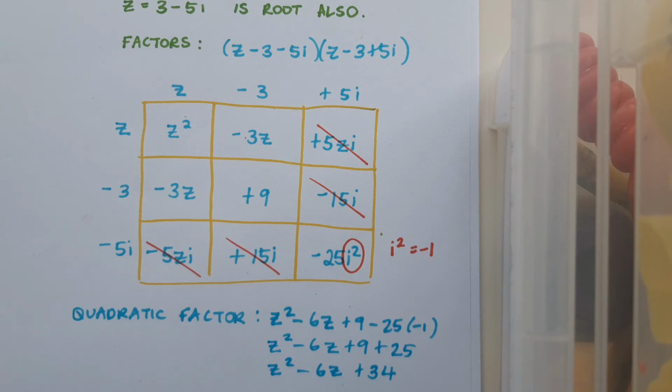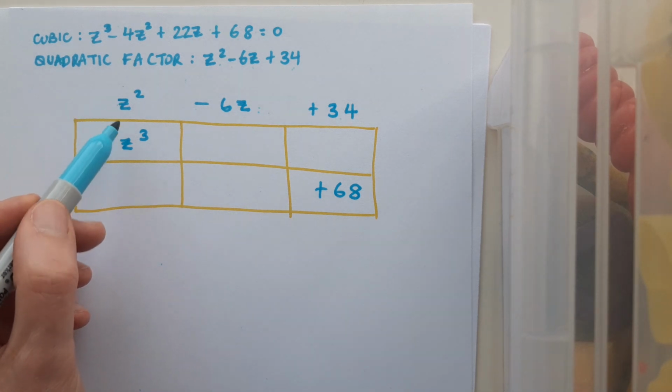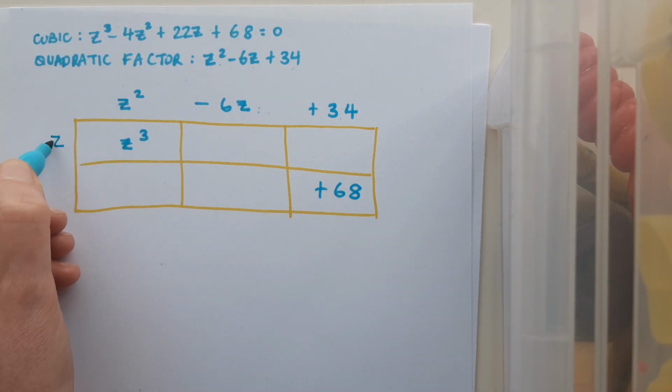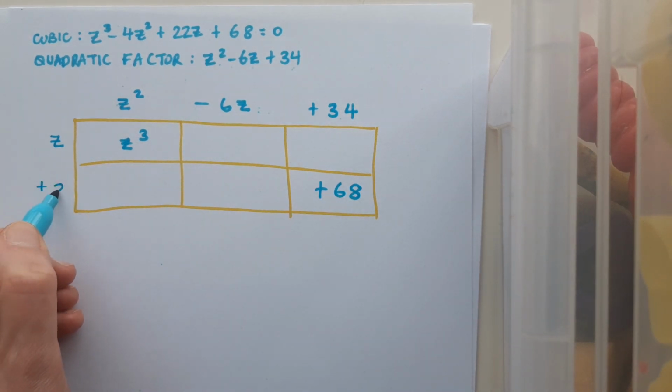So again, off I go to draw out my array and do my division. And again, pause the video at this stage and see, can you manage that yourself? So here I've set up my array, and I'm going to write my quadratic factor across the top, and I'm going to fill in the first and last terms of the cubic inside the array. And at this point I'm almost home and dry. I want to just complete my division. So z squared into z cubed goes z, and 34 into 68 goes plus 2.